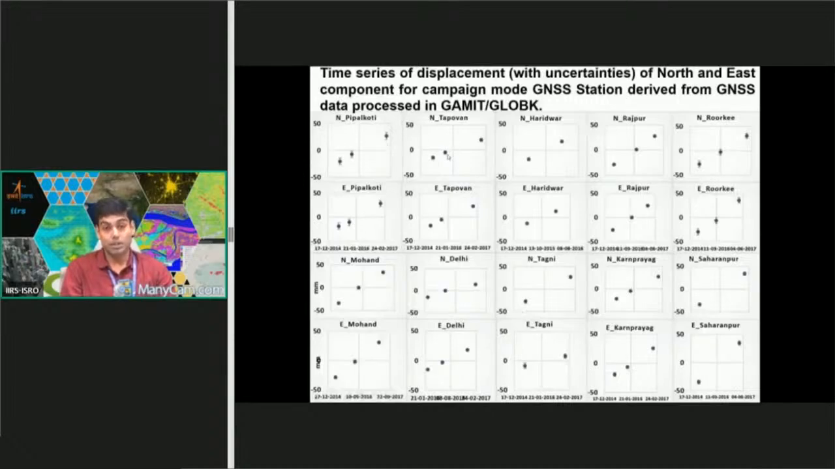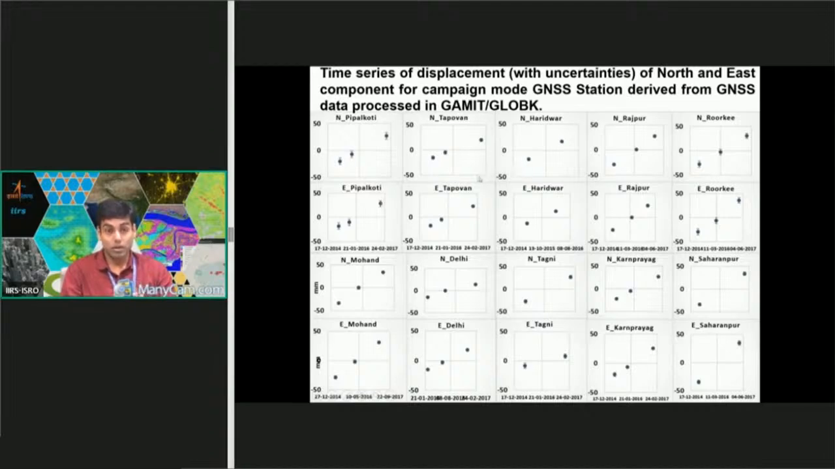Then these are the campaign stations. Here also you can see that these are going up. This is 3 time periods. This is acquired at one time, this is another time, and this is another time. All the time you can see they are going up. If you are getting a trend like this, it indicates that you have done a correct measurement, because it has a linear relationship. So it confirms that you have done the measurement.